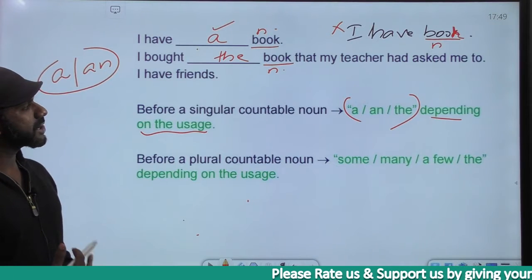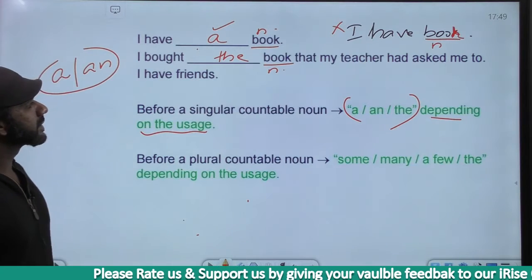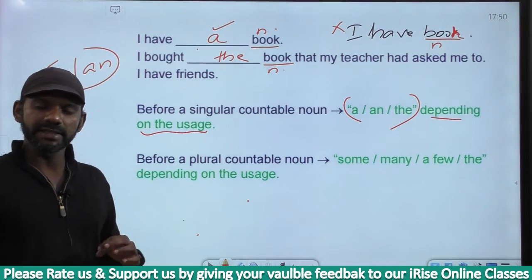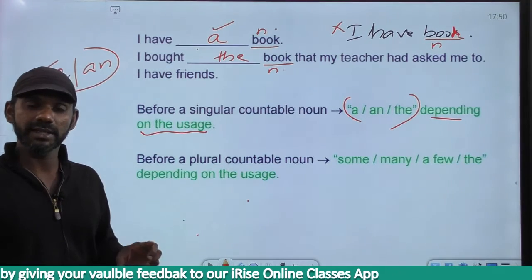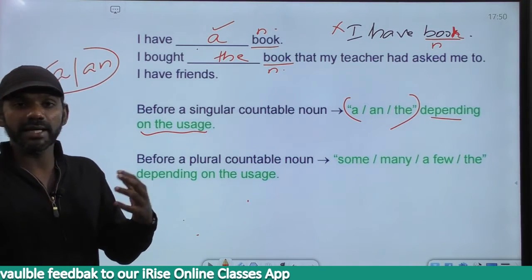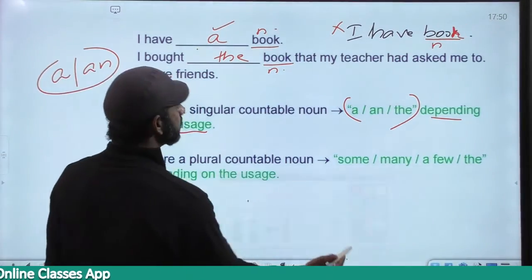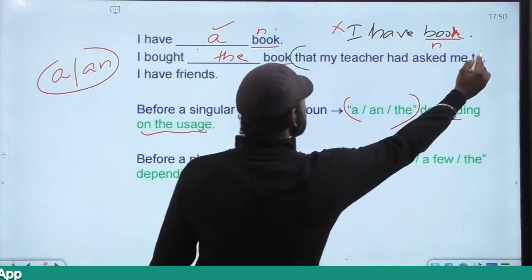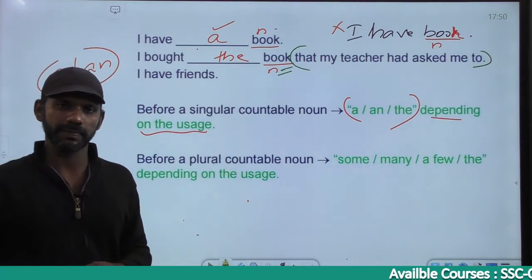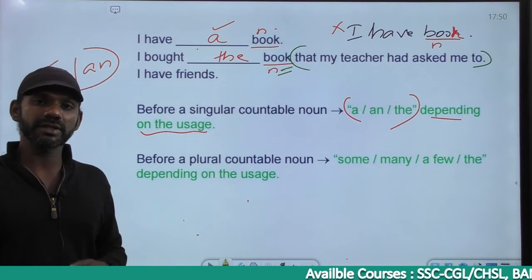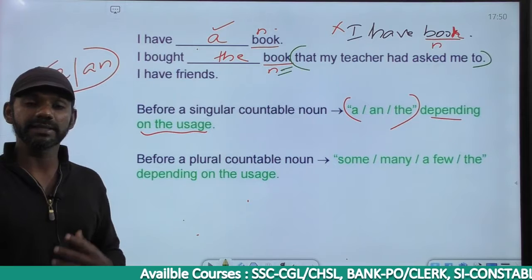Come to the next one. "I bought dash book that my teacher had asked me to." Book is a noun. In this sentence, is there any detail given regarding the noun book? Yes. What is that? That my teacher had asked me to. So that my teacher had asked me to is the information given regarding the noun book. When there is some information given regarding a noun in a sentence, that noun must be taken as specific.